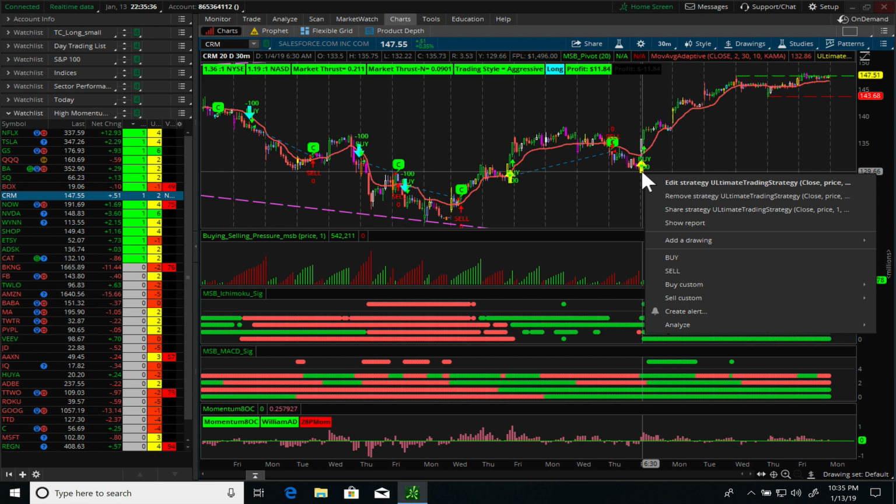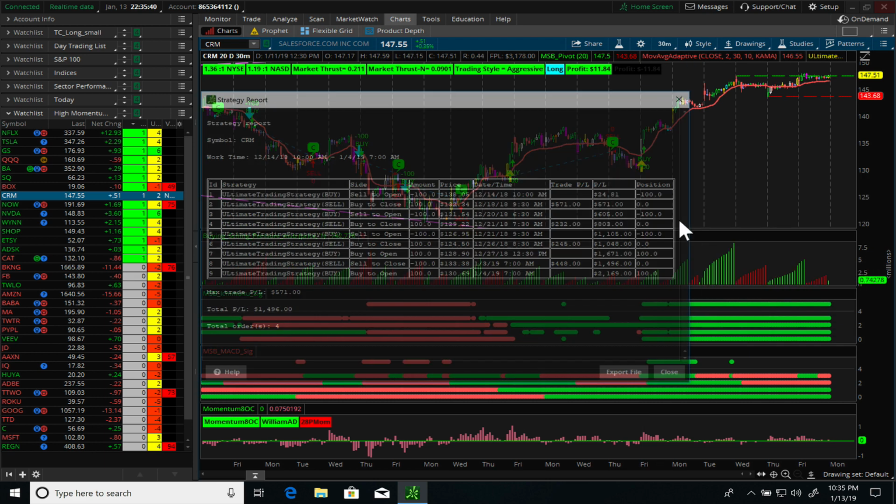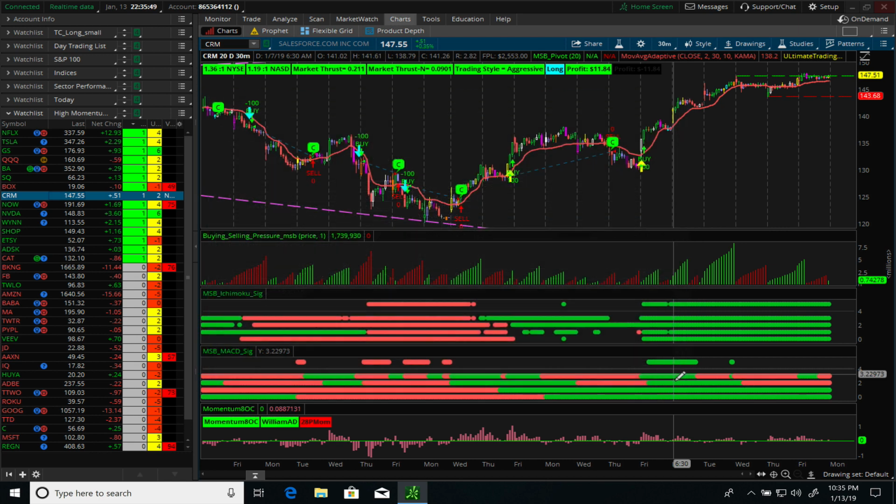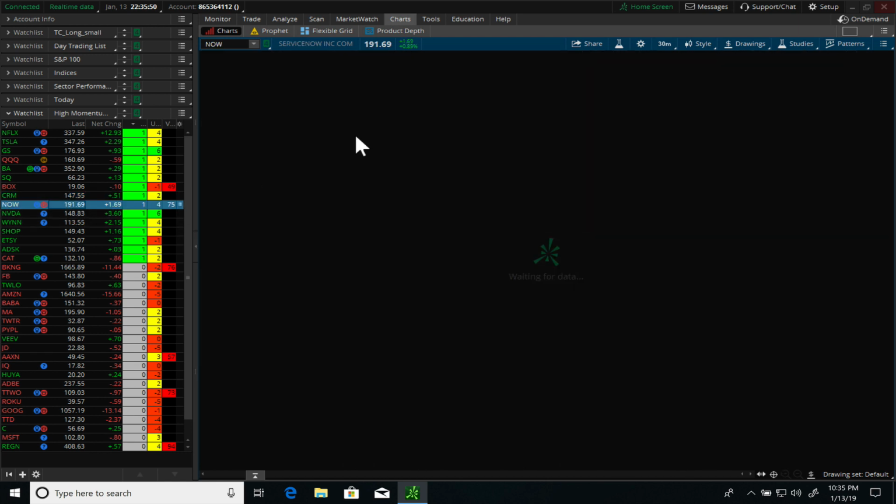Again, this is one trade that's still in play with a profit of $11. But how did it perform over the four-week period, right? Again, 1, 2, 3, 4 profitable trades for a profit of 571. Let's move on to ServiceNow.